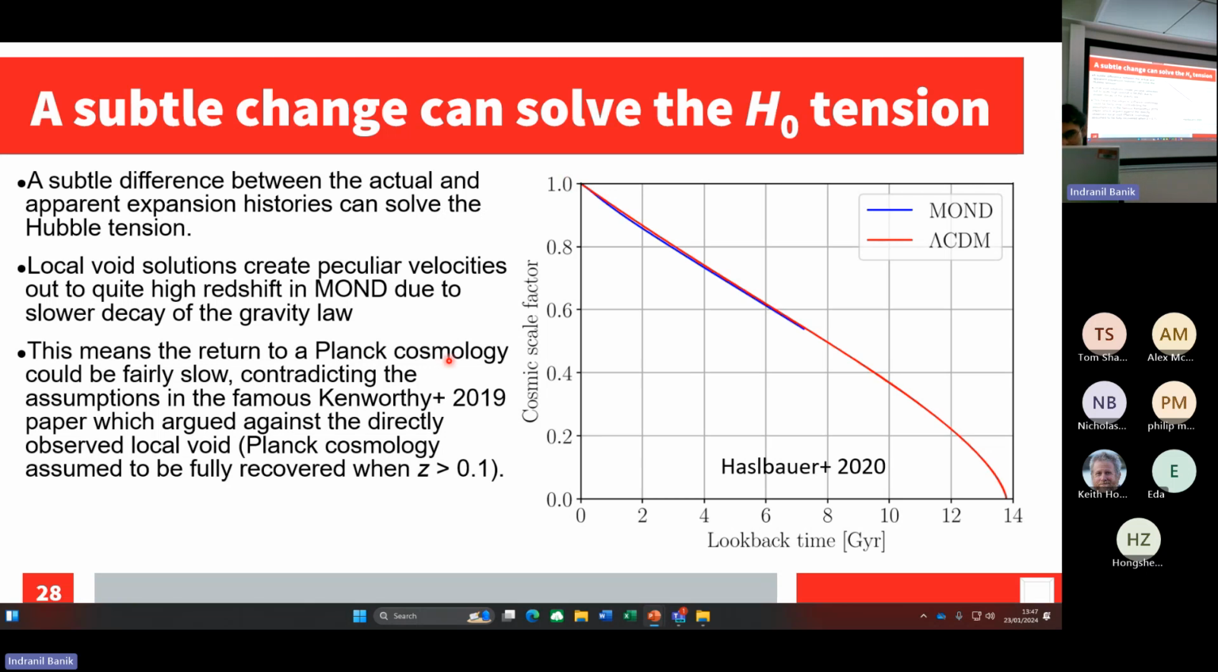So I just thought I'd show that, and also argue that because this blue curve tends back to the red curve fairly slowly, this leads to a problem with previous studies that try to look at whether we're actually in a local void. For example, the famous Kenworthy paper argued that this void model is wrong, but they assumed that we're exactly on the red line, that we fully recover the Planck cosmology when the redshift is greater than 0.1. In other words, the peculiar velocities become negligible beyond redshift 0.1, even if there is a void. Now, that's not how our model works.